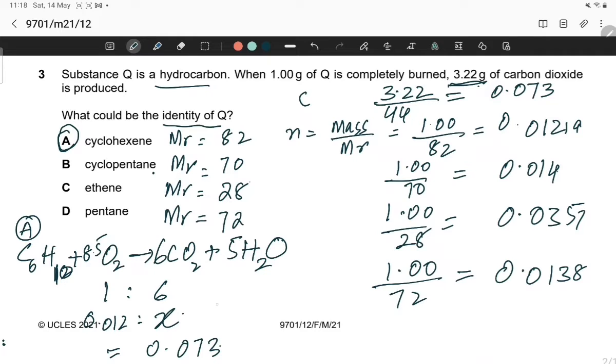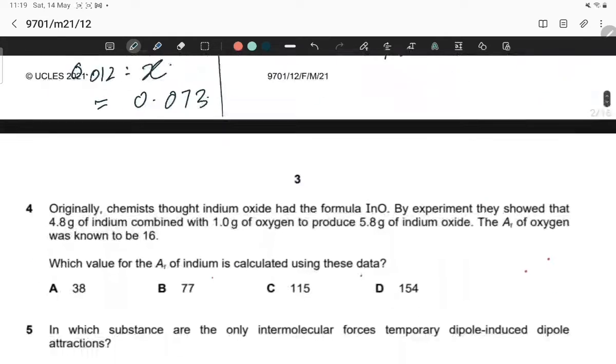So you will find out like this for all other compounds, cyclopentane, ethene and pentane, by following this method. So this must be correct, because the moles of carbon dioxide from the chemical equation by solving for 1 gram is equal to 0.073. So cyclohexene must be correct.